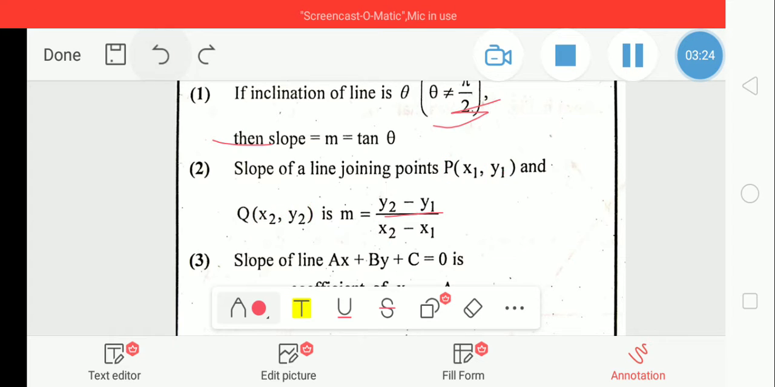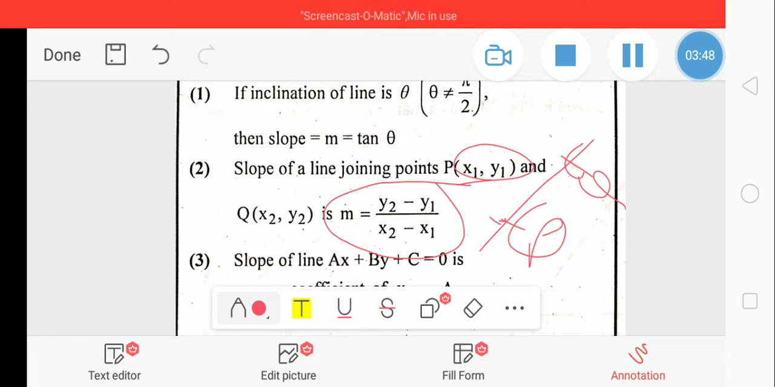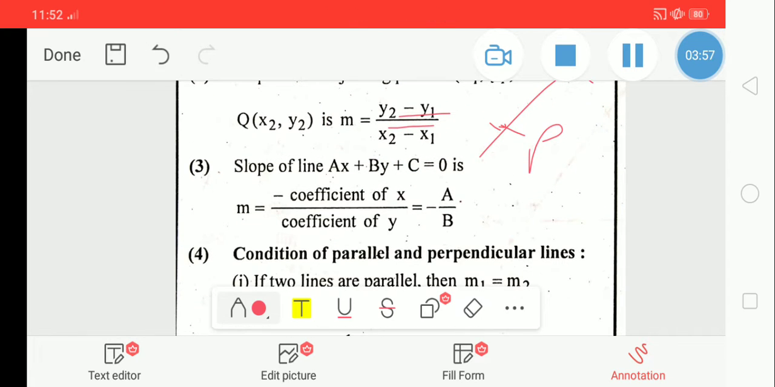Means here one line is given joining two points, ये दोनों पॉइंट P और Q को ज्वाइन करते हुए एक लाइन जा रही है, उसका स्लोप फाइंड करना है. तो हम स्लोप कैसे फाइंड करेंगे? दिस टू पॉइंट P एंड Q का यूज़ करके ये फॉर्मूला यूज़ करेंगे, तो दैट इज अ स्लोप ऑफ लाइन ज्वाइनिंग टू पॉइंट्स, दैट इज y2 माइनस y1 डिवाइडेड बाय x2 माइनस x1.